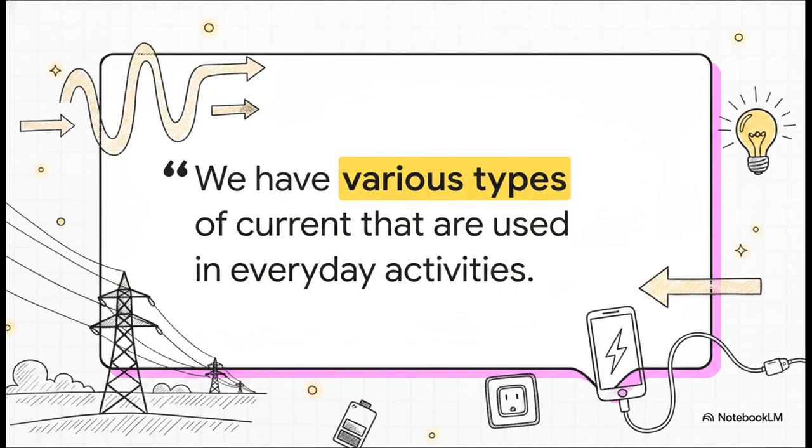To sum this all up, our source material states we have various types of current that are used in everyday activities. And it's so true, right? We just flip a switch and rarely give a second thought to the complex structures making it all happen. But those invisible electrons are flowing in highly specific, carefully engineered ways, from undulating waves crossing utility lines outside to the steady, quiet push happening inside your smartphone.